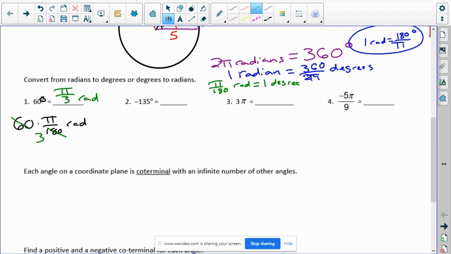Well, likewise in this one here, we have 135. Each degree is pi 180ths of a radian. 135 and 180 both divide by 45. So here's 3 sets of 45, here's 4 sets of 45. So you have negative 3 pi fourths of a radian.